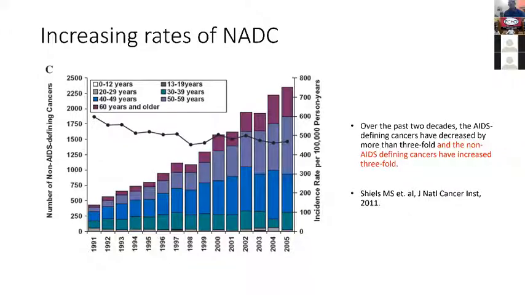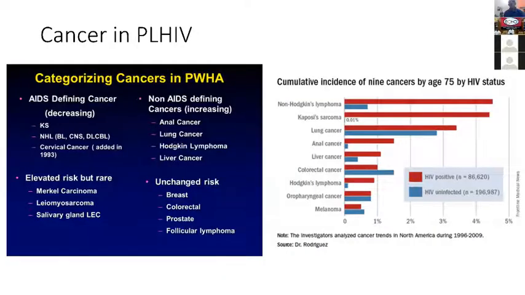So when we talk about non-AIDS-defining cancers, what do we mean? We already spoke of what the AIDS-defining cancers are: Kaposi sarcoma, non-Hodgkin's lymphoma, and invasive cervical cancer. And some of the non-AIDS-defining cancers are anal cancer, right, in men and women, especially in MSM, lung cancer, Hodgkin's lymphoma, and liver cancer. So the rates of those cancers are increasing among persons with HIV.